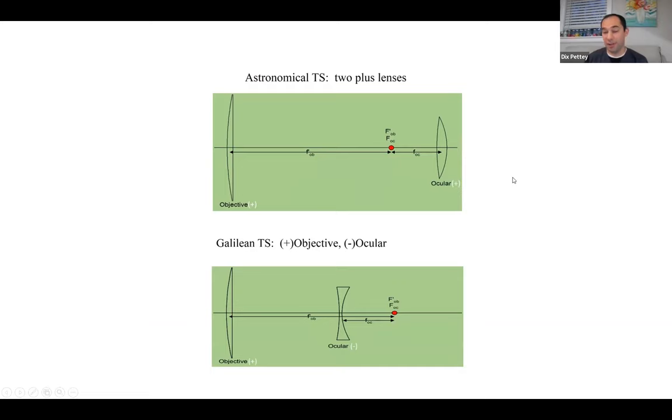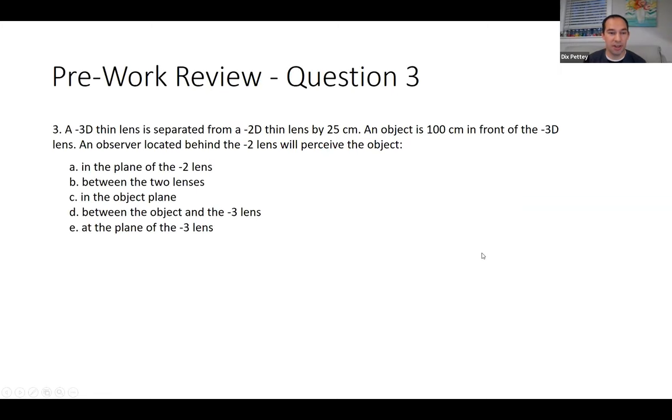Oh. There was one more slide on the telescopes from before. This is just to show where the focal point is in between the two lenses in a telescope. So if it's an astronomical, the focal point is inside, so those are going to be longer. If it's a Galilean, the focal point is behind the eyepiece, the ocular. So those will be shorter telescopes. Okay, here's question number three.